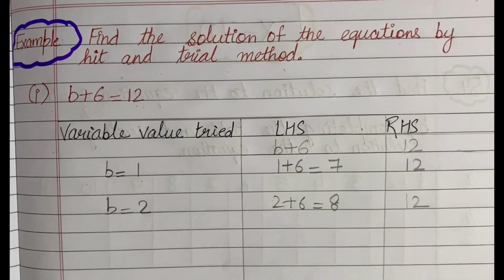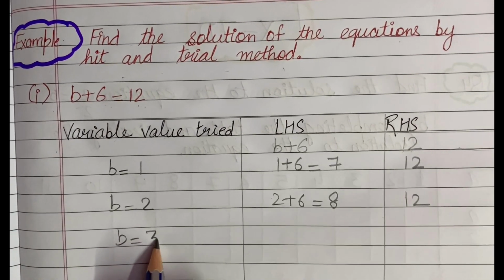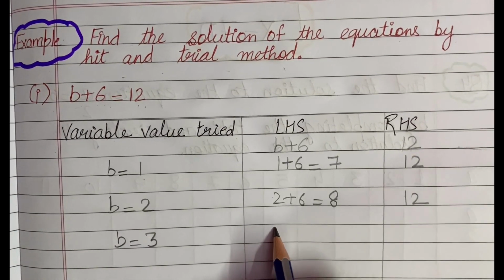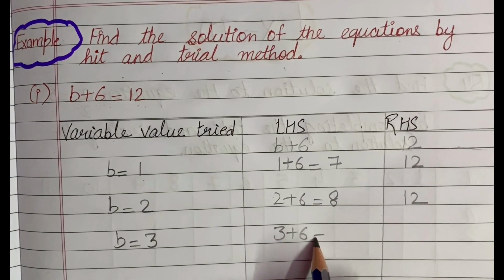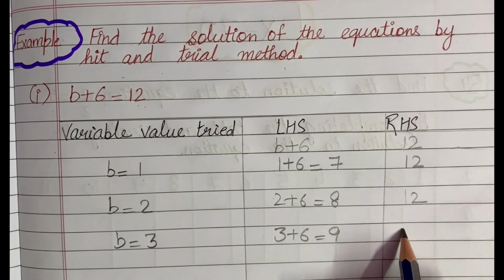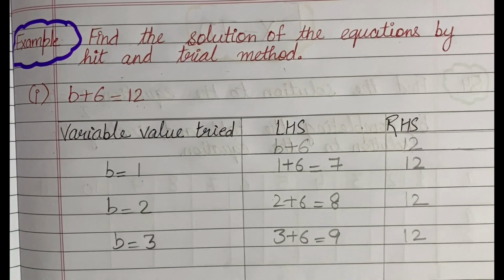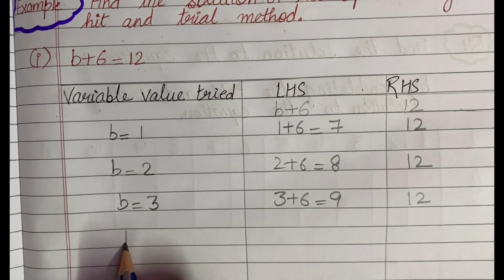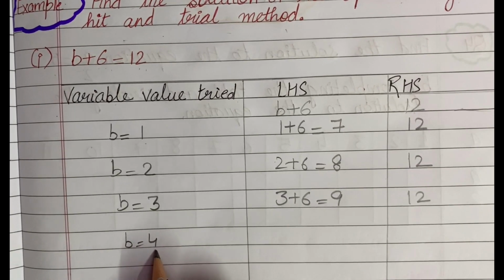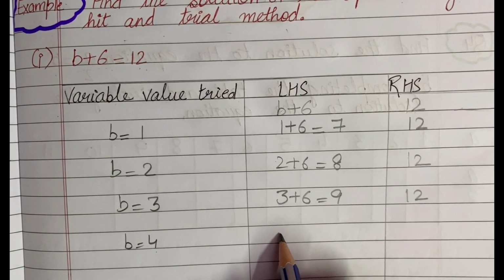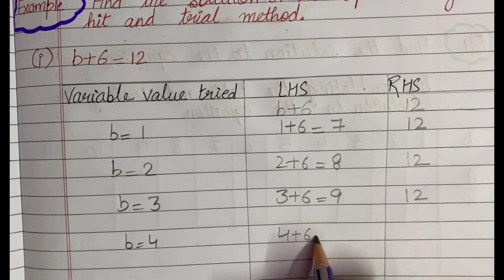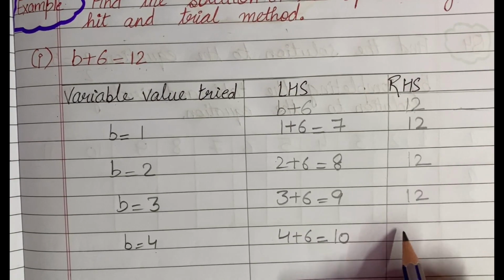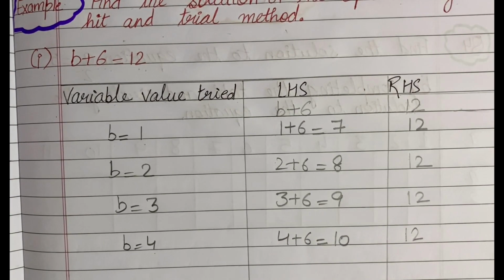Now on putting b equals 3 in the LHS we will be having 3 plus 6 equals 9, and in the RHS 12 will be written as it is. Now students, in the next step we are putting b as 4, and on putting b as 4 in the LHS we will be having 4 plus 6 equals 10, and in the RHS 12 will be written as it is.